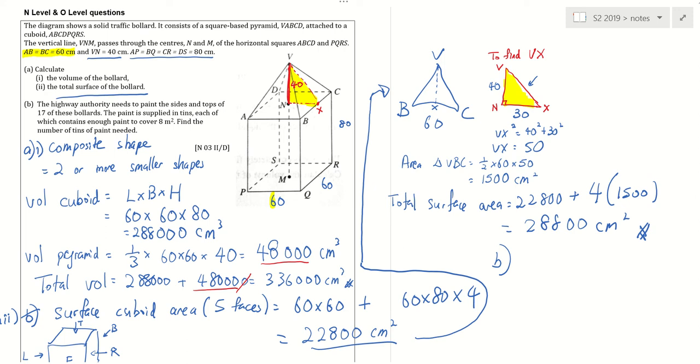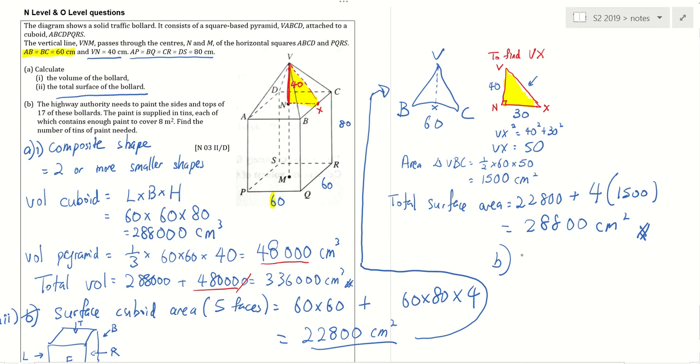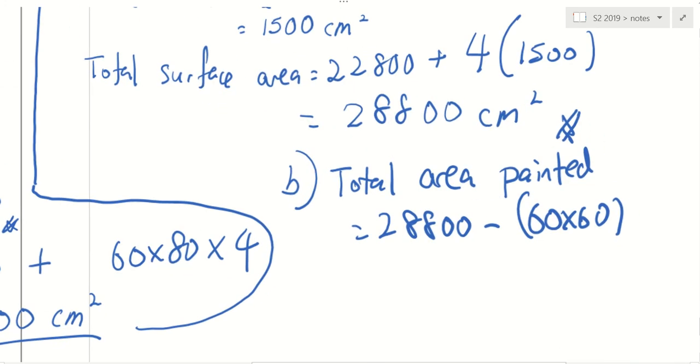I must minus away the bottom. So let me fix this one. I want to minus the bottom. So minus the bottom means I will write down the total area to be painted will be 28800 minus 60 times 60, because I don't want to waste my paint to paint the bottom of this block. Can you help me with the calculator? Tell me the answer. 25200 cm square.